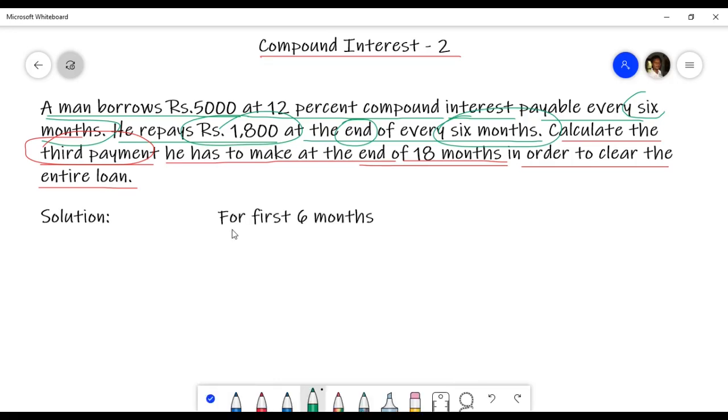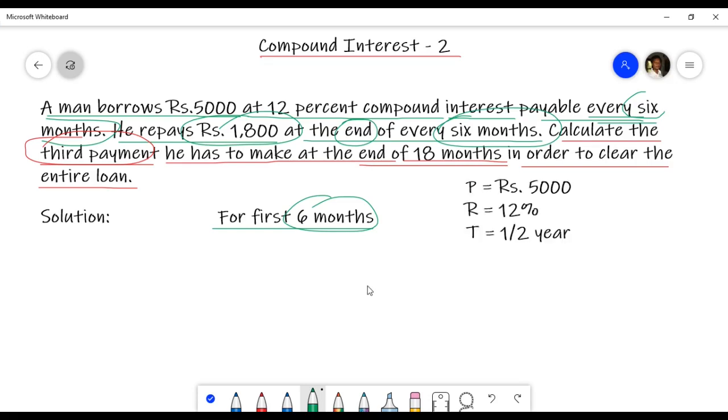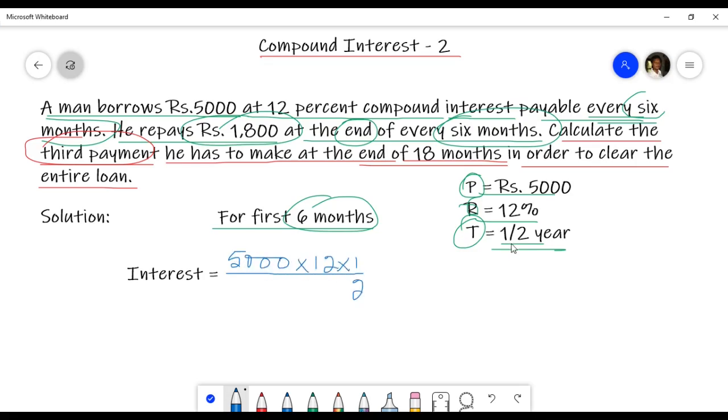The first thing we'll do is find out the interest for the first 6 months. Based on the question, principal is rupees 5,000, that is the money borrowed, at the rate of 12%, and time is half yearly, for 6 months. Using the formula PRT by 100, we'll just replace the values. After calculating, we get the interest for the first 6 months as rupees 300.